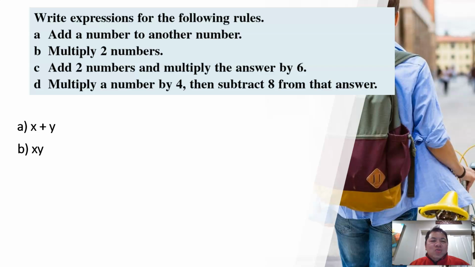You say add 2 numbers and multiply the answer by 6. So add 2 numbers, x plus y, then times 6 means you got to put 6 outside. 6 holding bracket x plus y. Multiply a number by 4, then subtract 8 from it. So let's use x as the number. So 4x minus 8. Okay, got it?